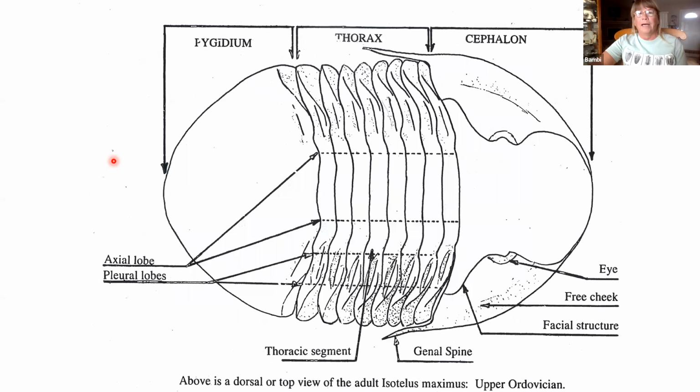This is just describing the parts of a trilobite: the cephalon, the thorax, and the pygidium. I'm not going to get too technical through this conversation, but I will just say this is the head, the body, and the tail. Sometimes when you find trilobites, you're looking for all of those to be intact.